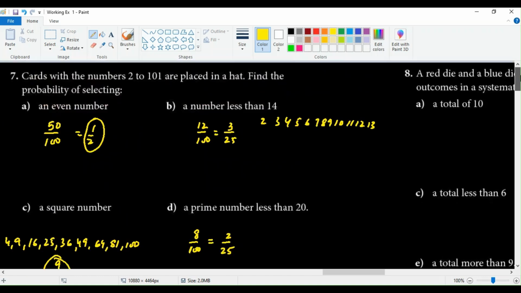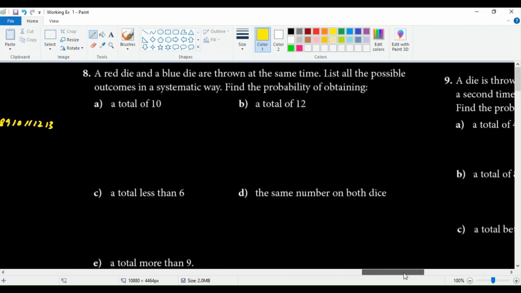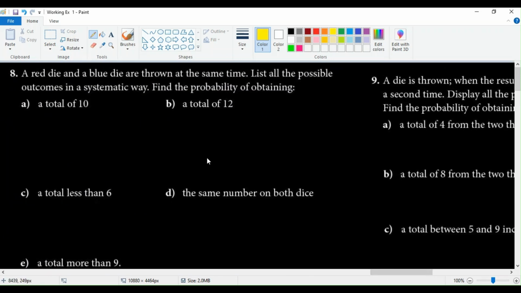Now comes question number 8. In question number 8, it says a red die and a blue die are thrown at the same time. List all the possible outcomes in a systematic way. Find the probability of obtaining a total of 10. In this part of the question, we see that there are two dice. That means 36 possibilities, because 6 times 6 gives us 36 possibilities.